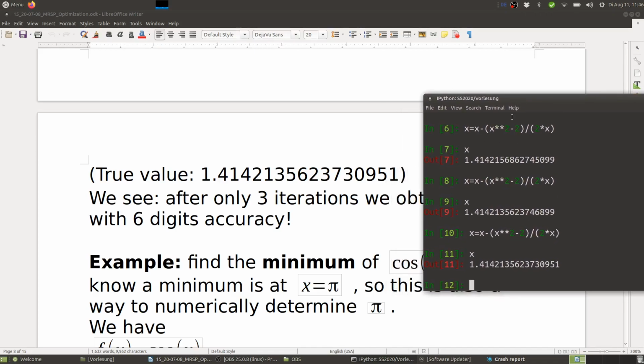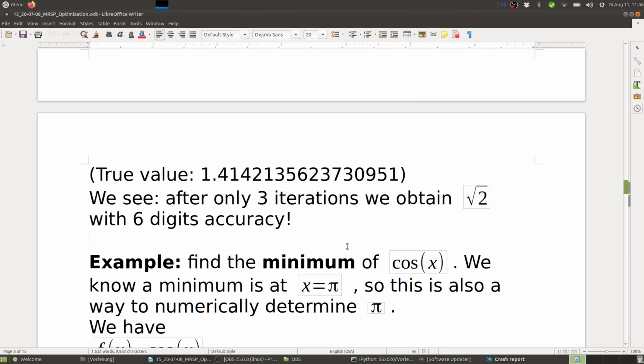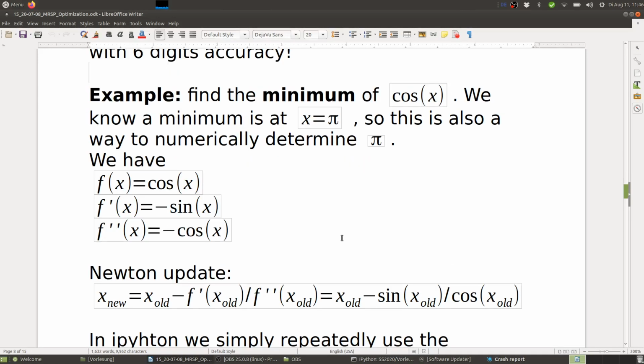And now basically we have full accuracy for all the digits that we display here. So that's pretty good. So a total of 5 iterations gave us the full accuracy. So that's really fast. So it works, so we're happy.